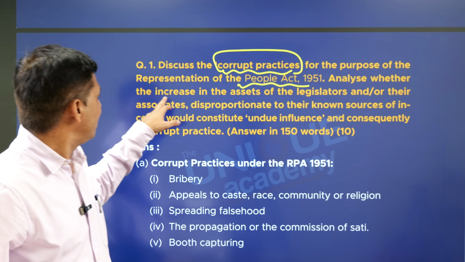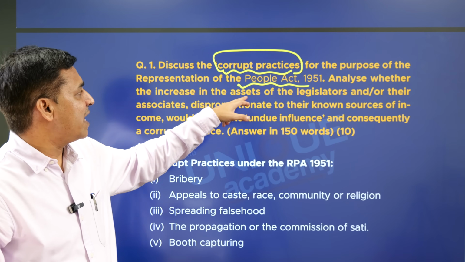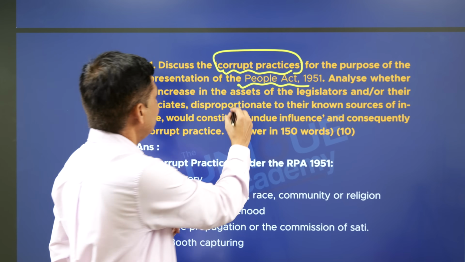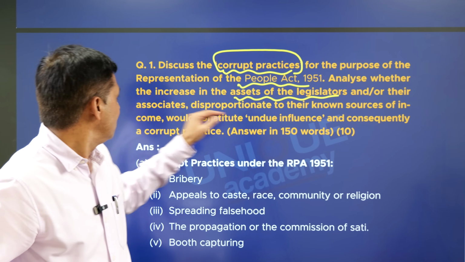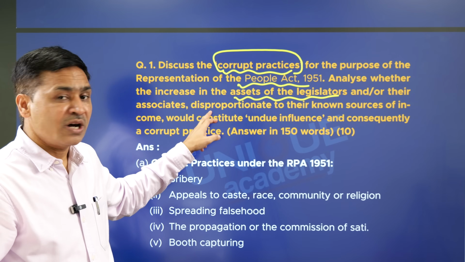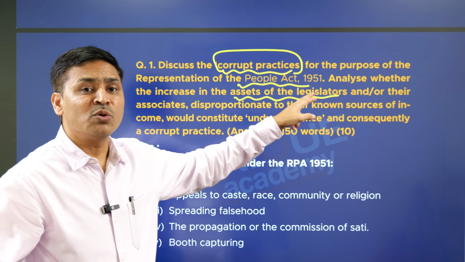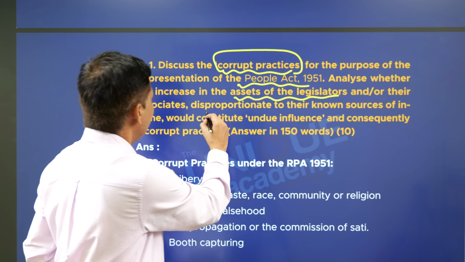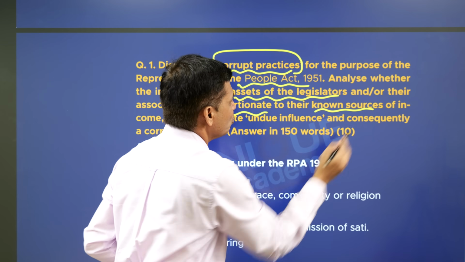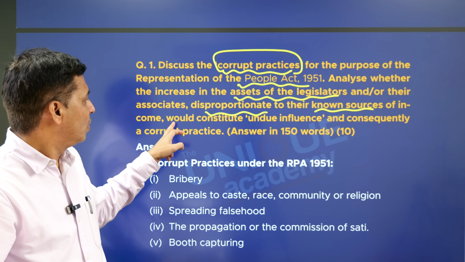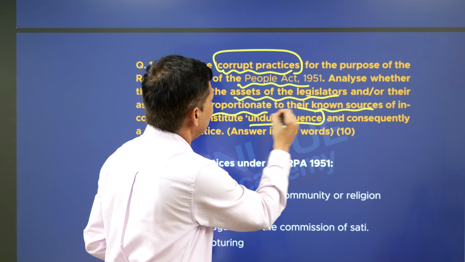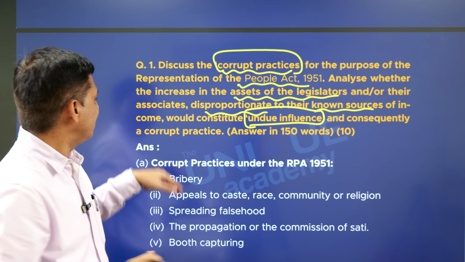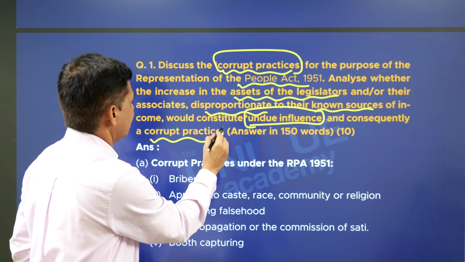Now, analyze whether the increase in the assets of the legislators and or their associates, disproportionate to their known sources of income, would that constitute undue influence and consequently a corrupt practice? That is also very, very important. Disproportionate to the known sources of income.